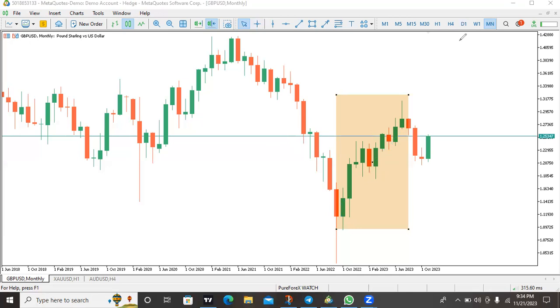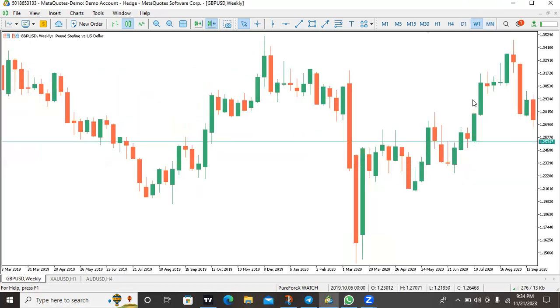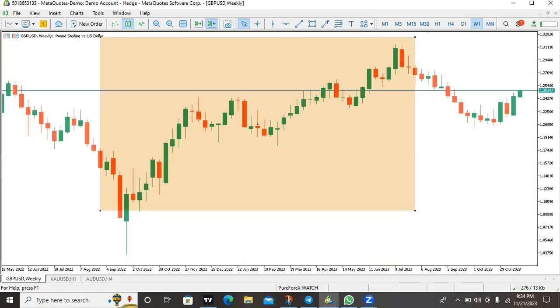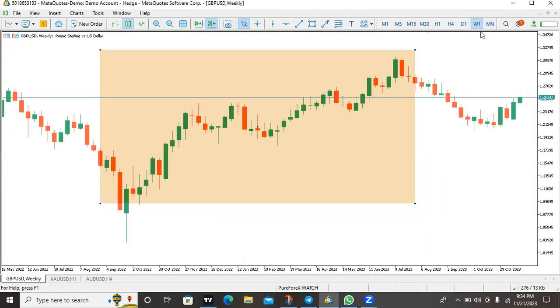So now let's go to weekly and confirm it. Do you see it now? On weekly, it is what? Characteristics of an uptrend. Higher high, higher low, higher high, higher low, higher high. Right? Yes, this is how I want you to understand multi-time frame synchronization.